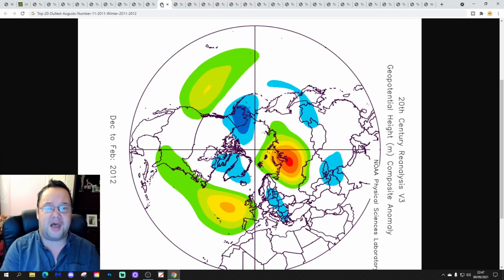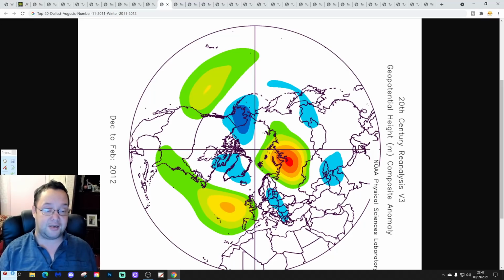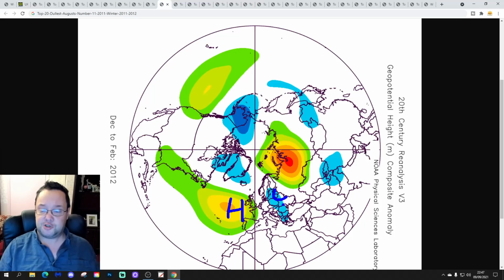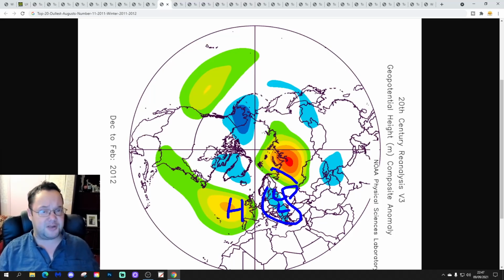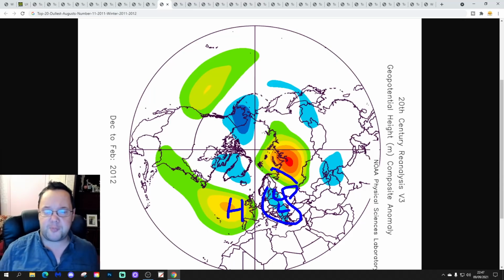And then we've got 2011-2012 at number 11, interestingly. This one has above average heights just to our west, and tropical low pressure across eastern Europe. It's a brutal cold winter in the east and southeast Europe, extraordinarily cold for the Balkans.